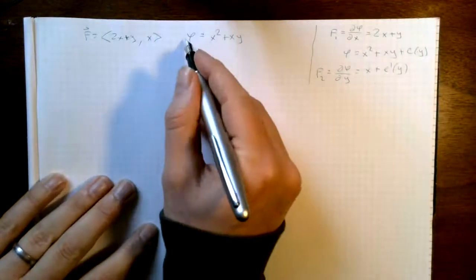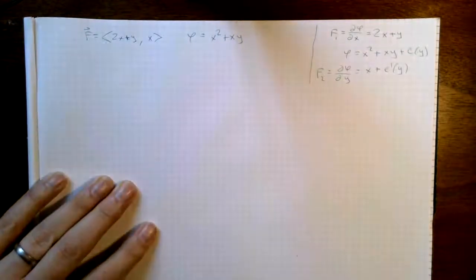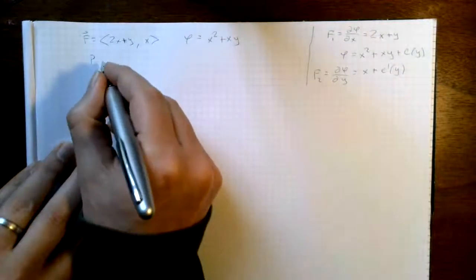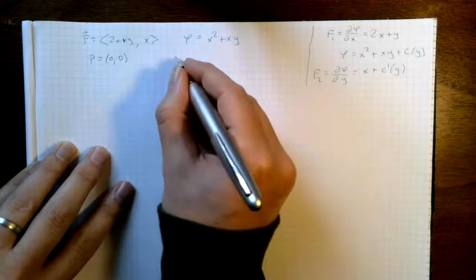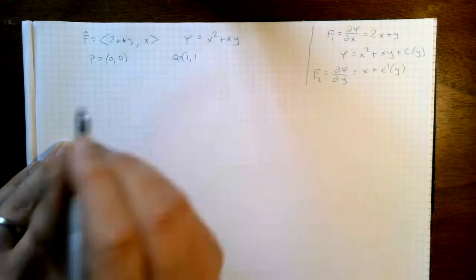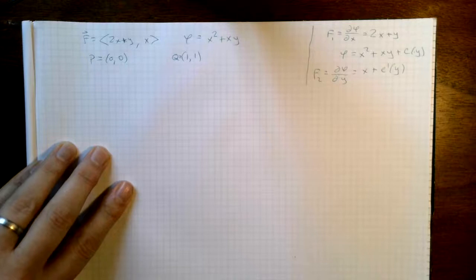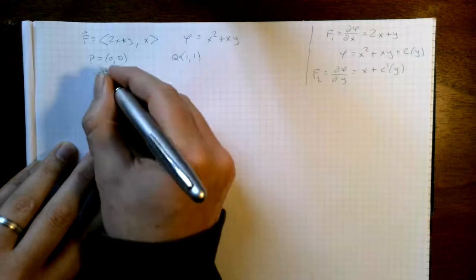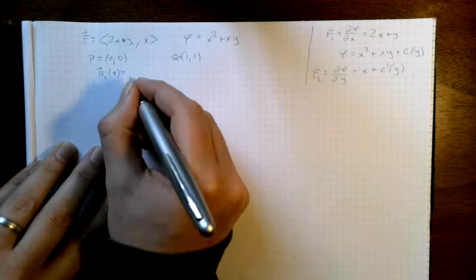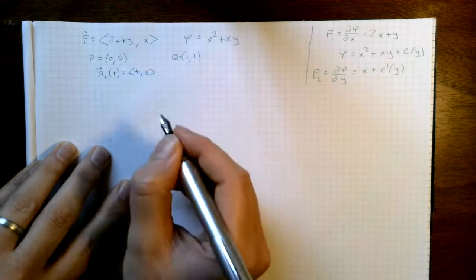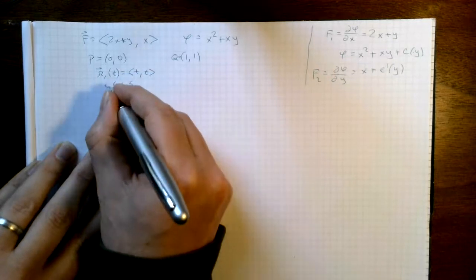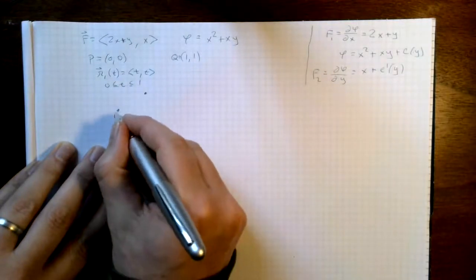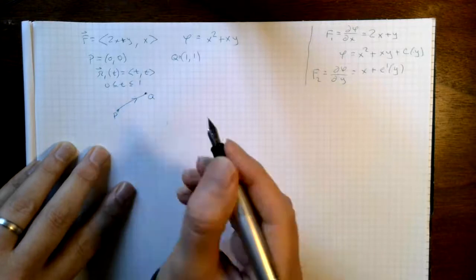So now the gradient of phi is F, right? And let's suppose that we take our p to be (0, 0), and q to be (1, 1). Let's go from p to q in 2 different ways. Let's suppose that I have r1, which is just (t, t), where t is between 0 and 1. This is p, this is q, it's just a straight line.